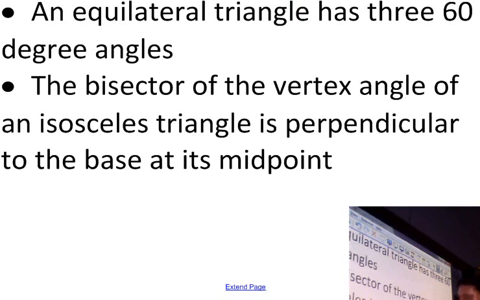Oh my gosh. Corollary number three. Corollary number three is a great one.